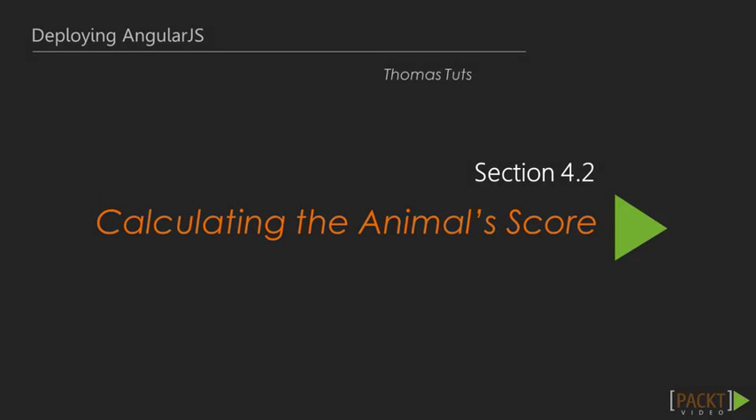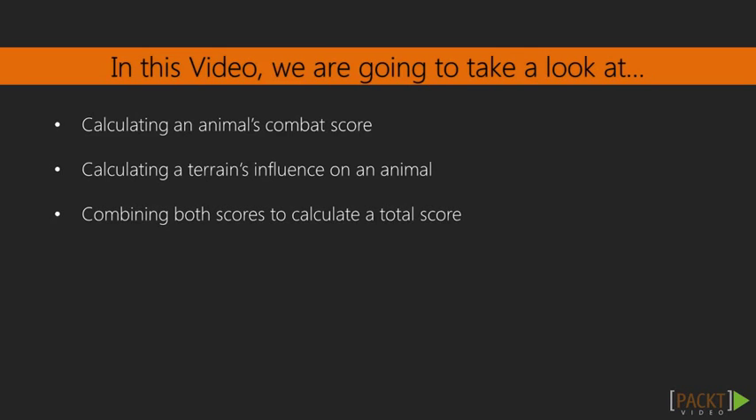Welcome to the second video of section 4 on building the arena. In this video we're going to take a look at how to implement the algorithm to determine an animal's total score based on its own stats and the stats of the terrain.